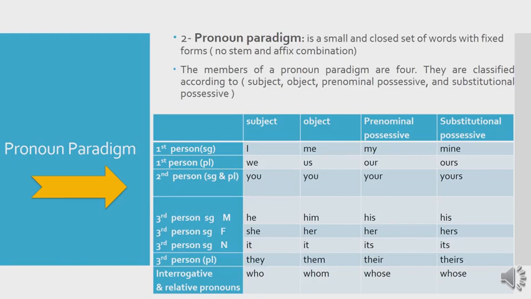The last pronoun paradigm is related to the interrogative and relative pronouns. In this paradigm, in the subject position, we have who. In the object position, whom. In the pronominal possessive, whose. And in the substitutional possessive, whose. So this is the pronoun paradigm of the interrogative and relative pronouns.